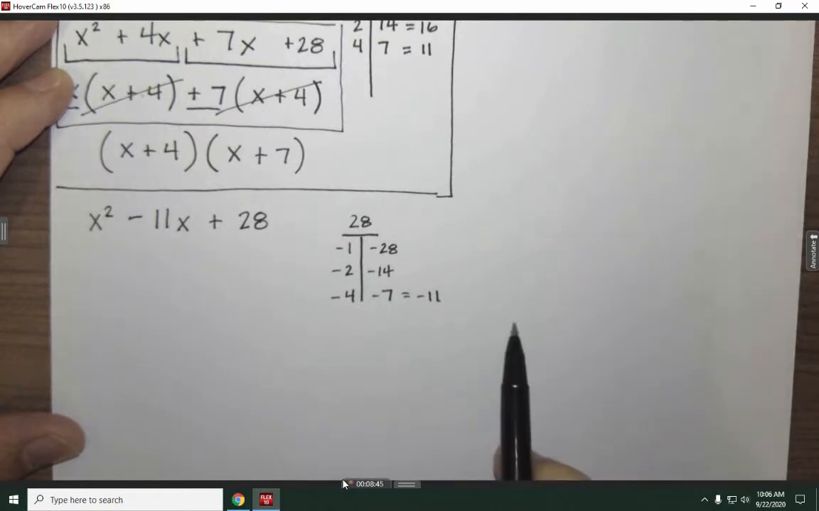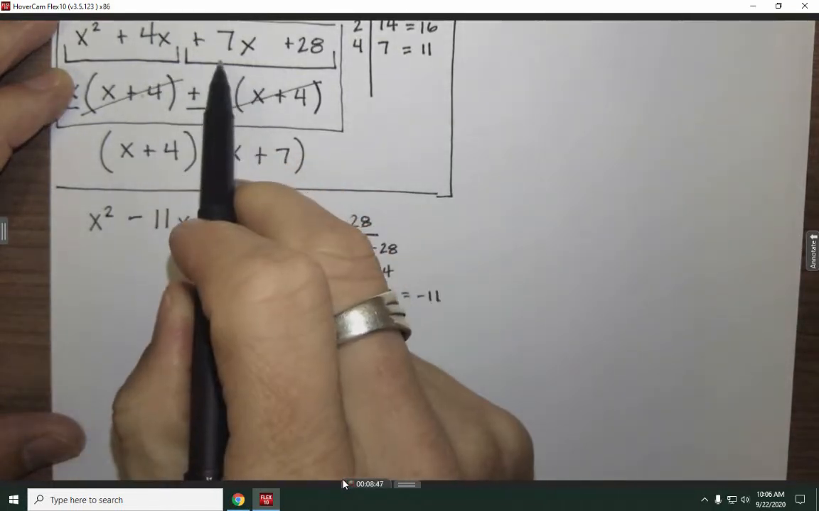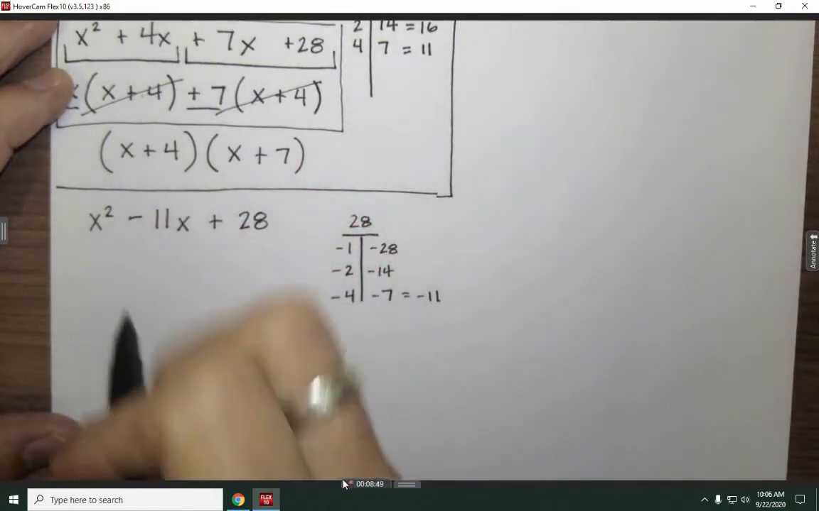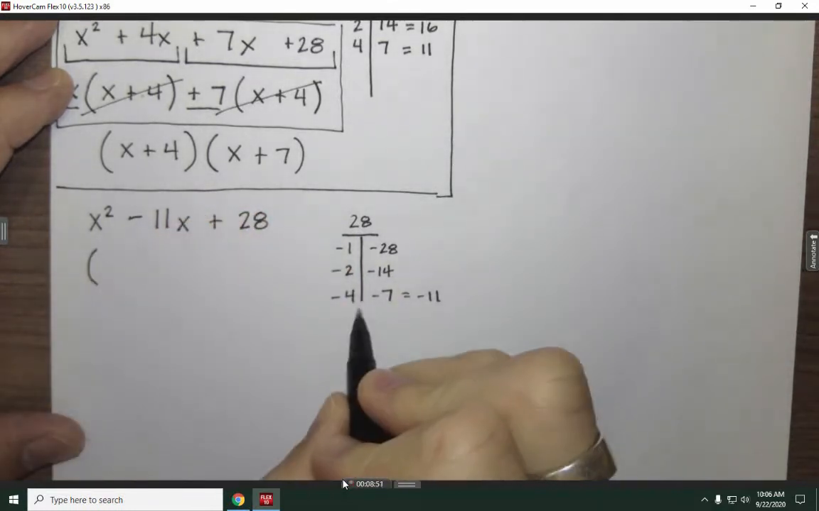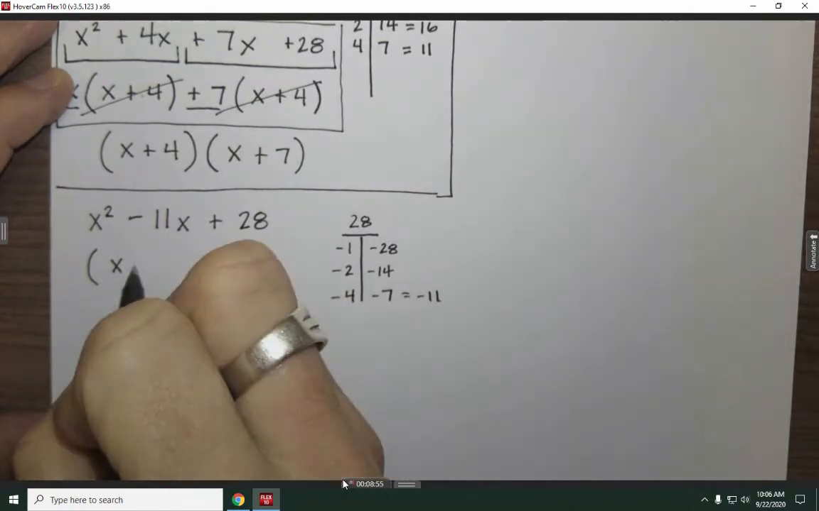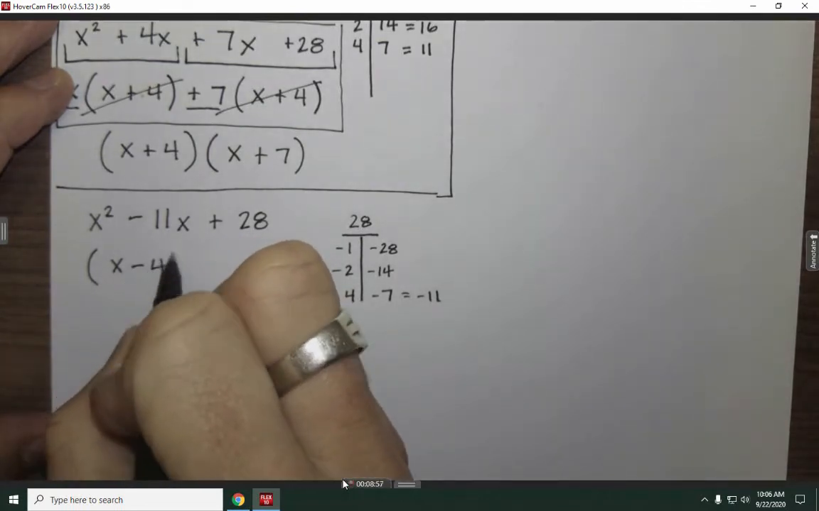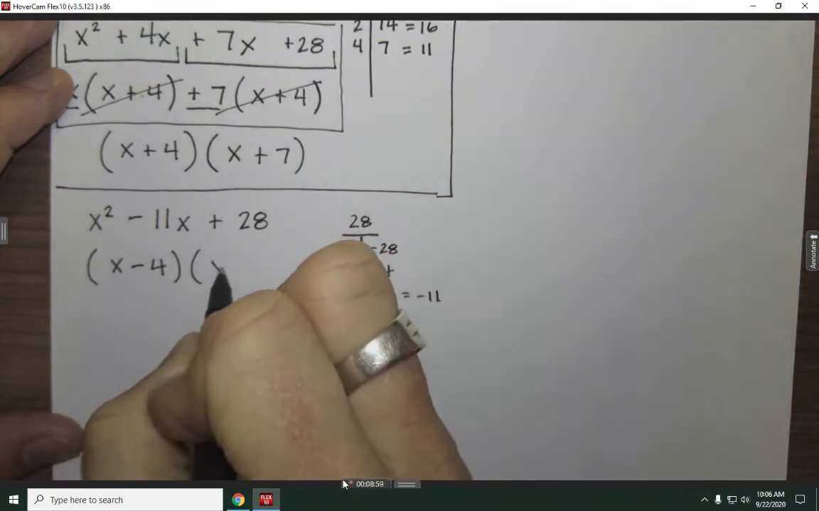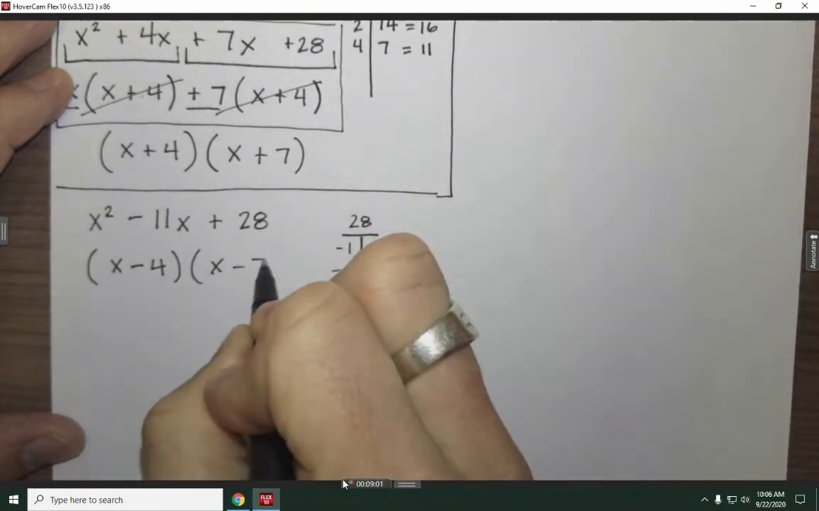We also learned that we don't have to do this middle process. So we can just say that our answer is just these things. So this trinomial is going to split into x minus 4 and x minus 7.